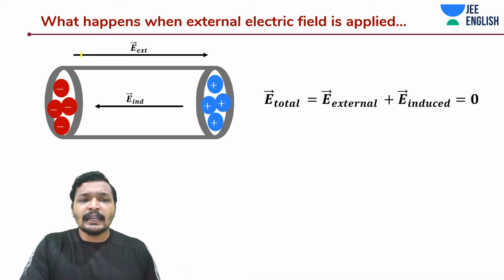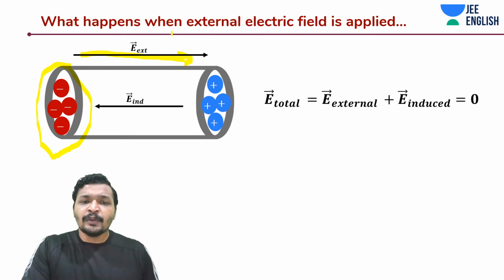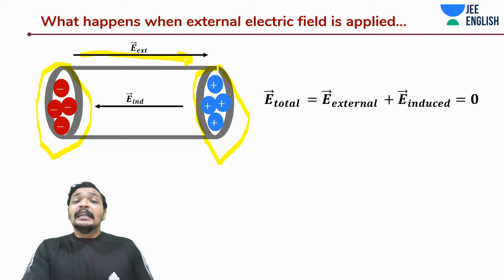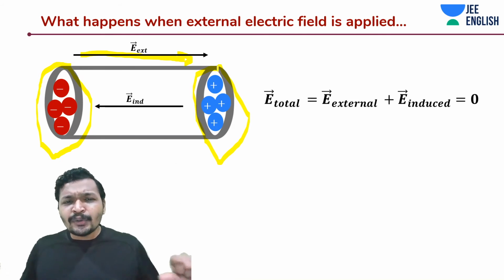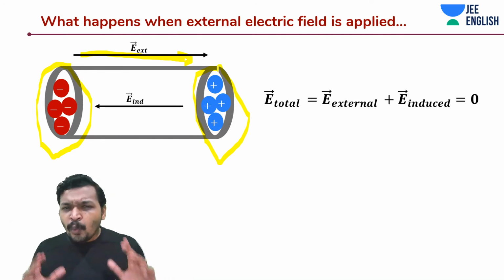Let's say I've applied an electric field E in this direction. Then these negative charges will accumulate over here. The positive charges will accumulate over here, in the direction of the electric field. This will create an induced field, isn't it, guys? So this will create an induced field. So what is going to happen?